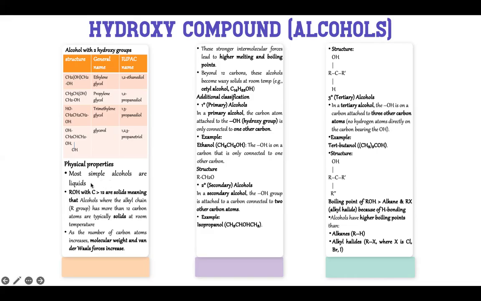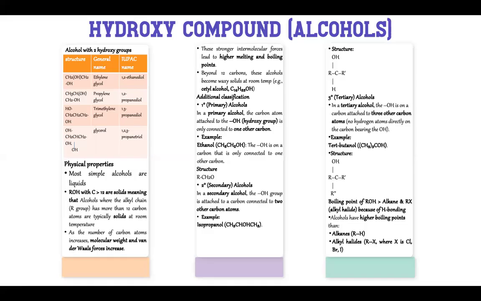Most simple alcohols are liquids, whereas ROH with C greater than 12 are solids, meaning that alcohols where the alkyl chain R group has more than 12 carbon atoms are typically solid at room temperature. As the number of carbon atoms increases, molecular weight and van der Waals forces also increase. These stronger intermolecular forces lead to higher melting and boiling points. Beyond 12 carbons, the alcohol becomes a waxy solid at room temperature.